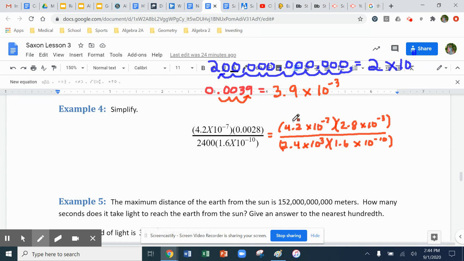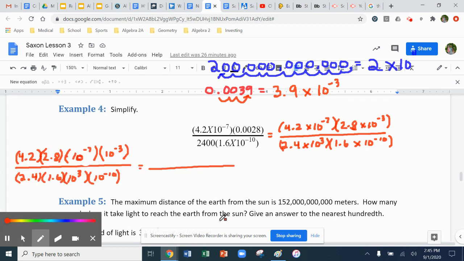We have number parts, so 4.2, and then I took 0.0028 and changed that to scientific notation. Those two number parts we can multiply together, and then also these powers of 10 we can multiply together. Then the same thing down here. So I'm going to rewrite this using the commutative property and start to show how we can multiply this out. So I've used the commutative property to put the numbers together, 4.2 times 2.8, and then to put the powers of 10 together, and same as the denominator.